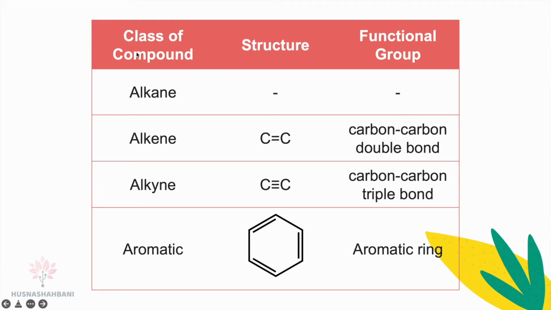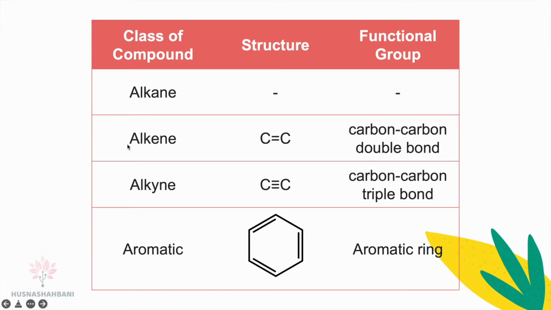So we start with the class of compound alkane. The class of compound alkane has no functional group. Alkane has no functional groups. Usually C single bond C, and then alkene. Alkene is C double bond C. The functional group of the class of compound alkene is carbon-carbon double bond.